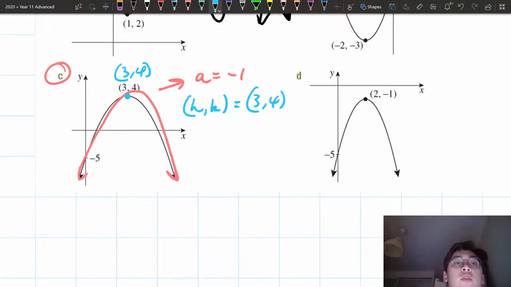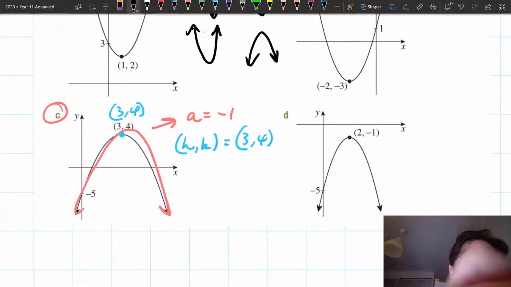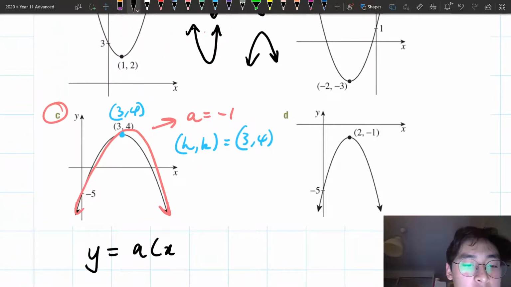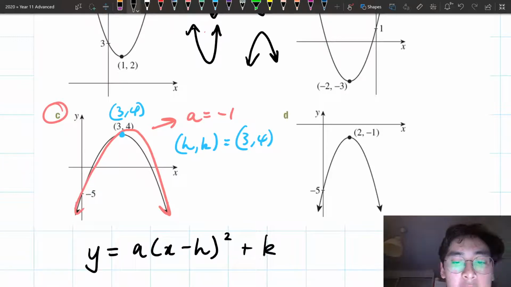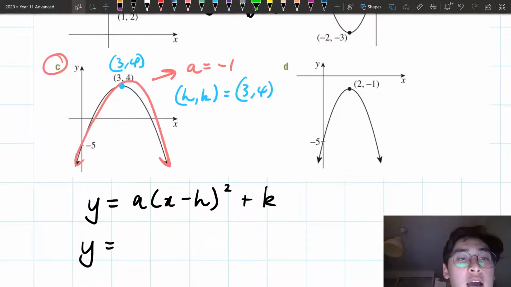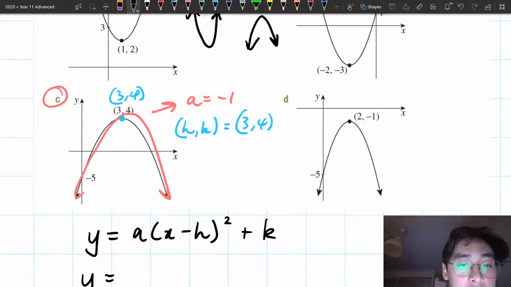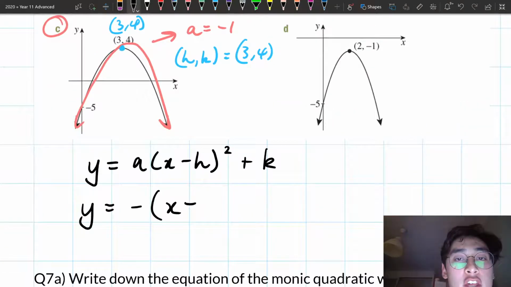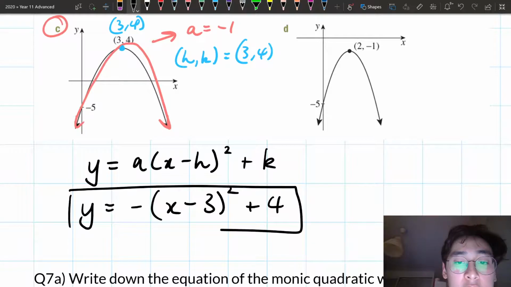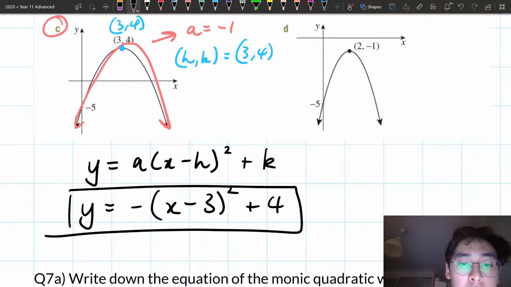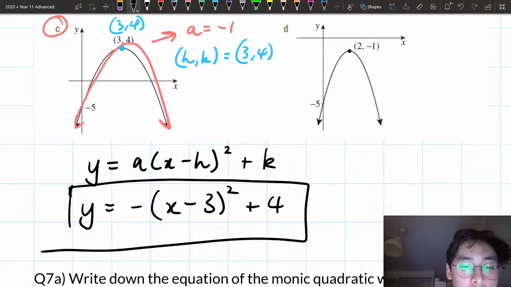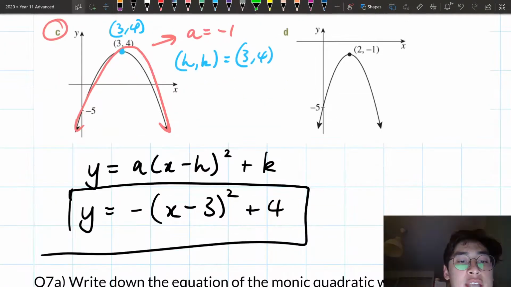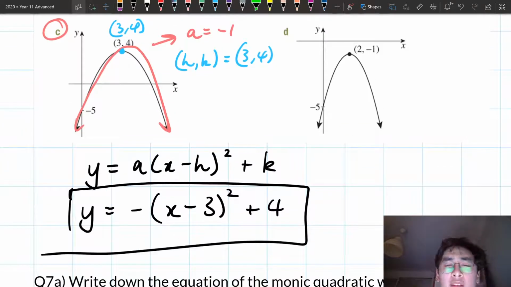When I'm trying to find the equation of this parabola, all I'm going to do is substitute into a(x minus h) squared plus k. So for this example, I have y is equal to negative (x minus 3) all squared plus 4. Hopefully that was quite simple to see how you can quickly read off an equation from a graph.